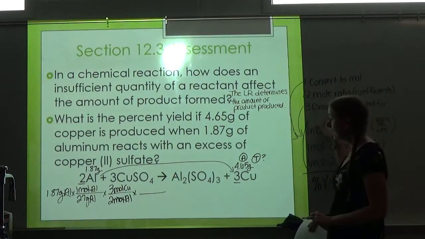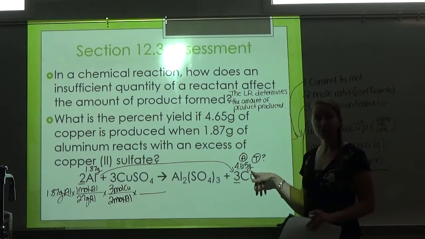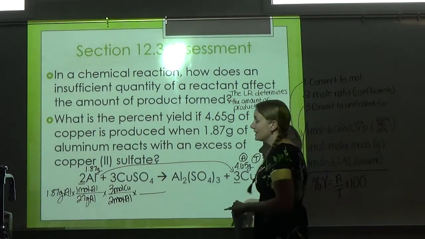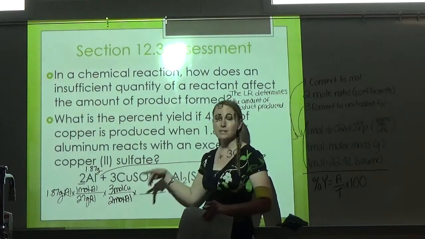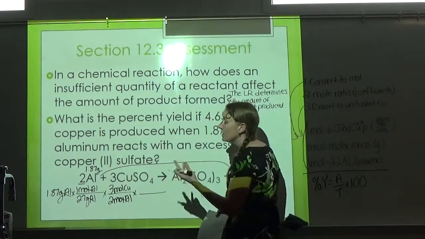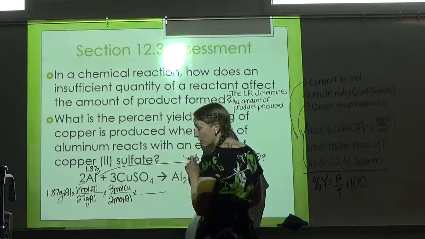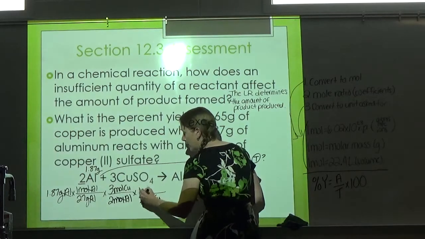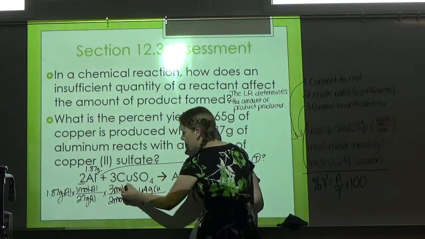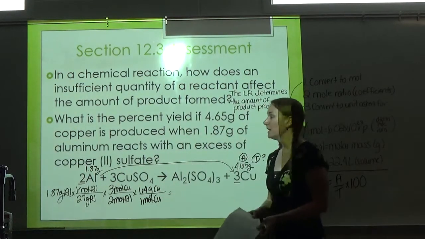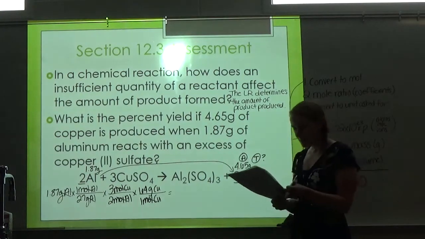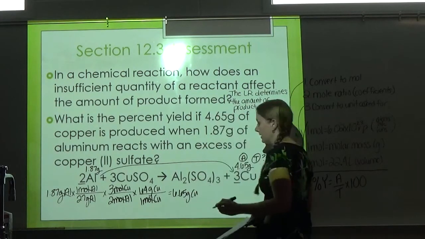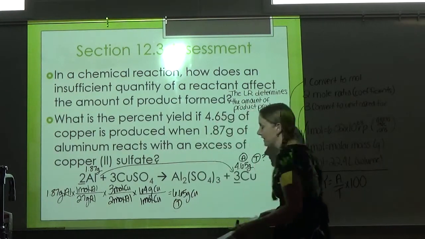Step 3, convert to grams. Well, since my actual was given to me in grams, I want my theoretical in grams. So I'm going to use molar mass, but this time I'm using the molar mass for copper because aluminum's gone and now I'm down to copper. So copper has a molar mass of about 64 grams per mole. So I'm going to follow my golden rule and put mole on bottom and my 64 grams of copper on top. So my moles cancel. So I'm ready to solve. Multiply top, divide bottom. I get 6.65 grams of copper. So this right here is my theoretical.